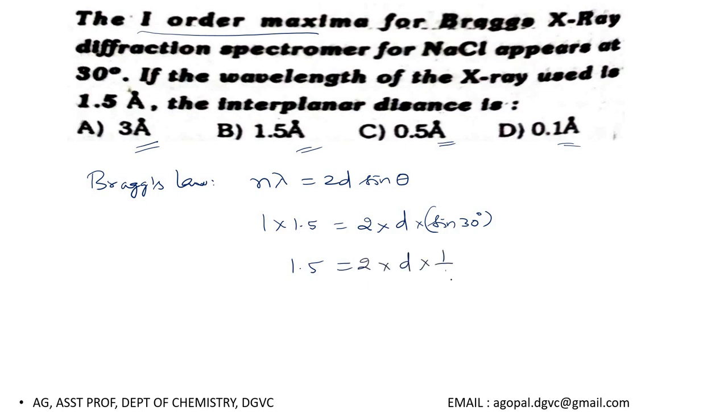Sin 30 is 1 by 2. So 2 can cancel, and the interplanar distance is again 1.5 angstrom units. So the correct option is B. Very simple question. If you remember Bragg's law, you can easily find out the interplanar distance, right?